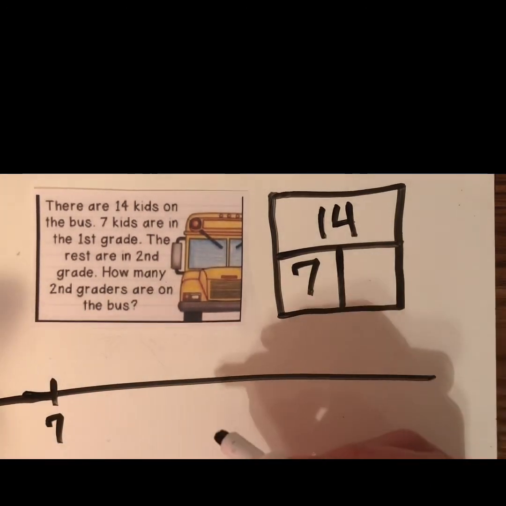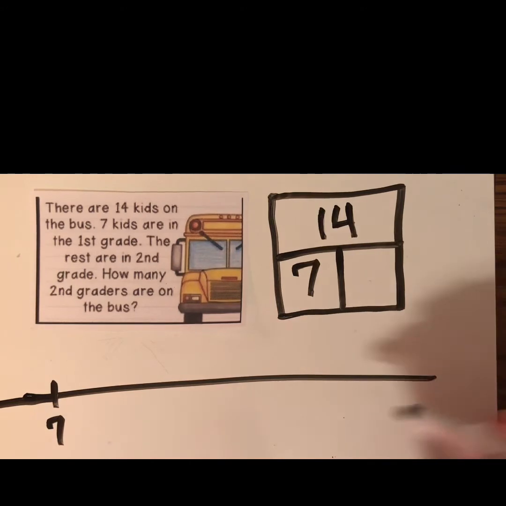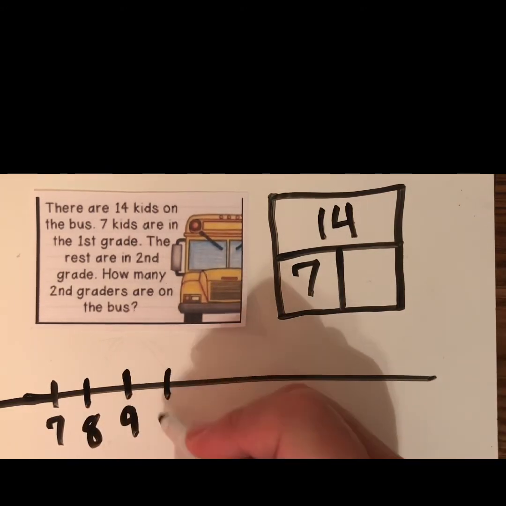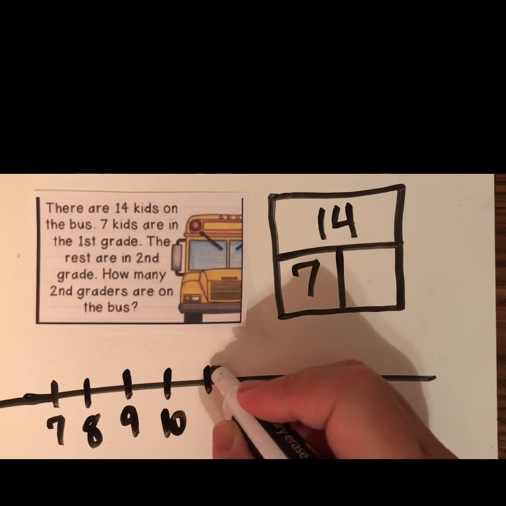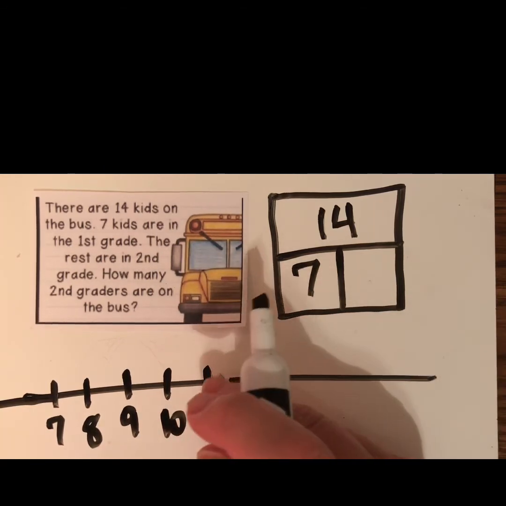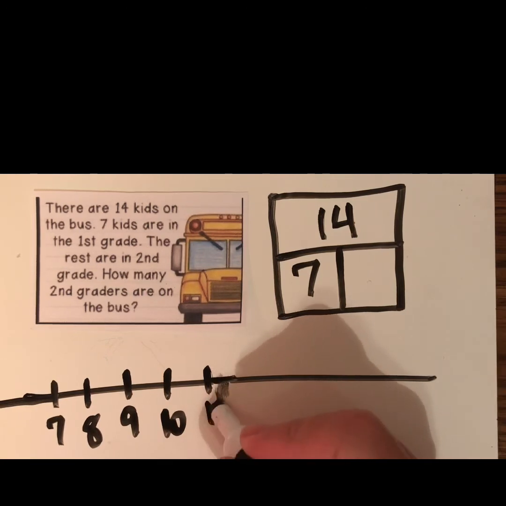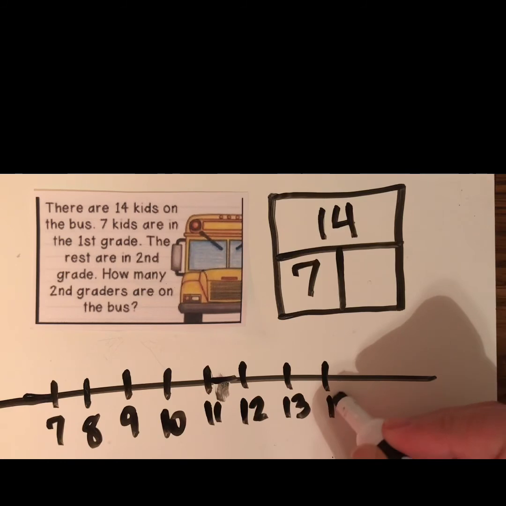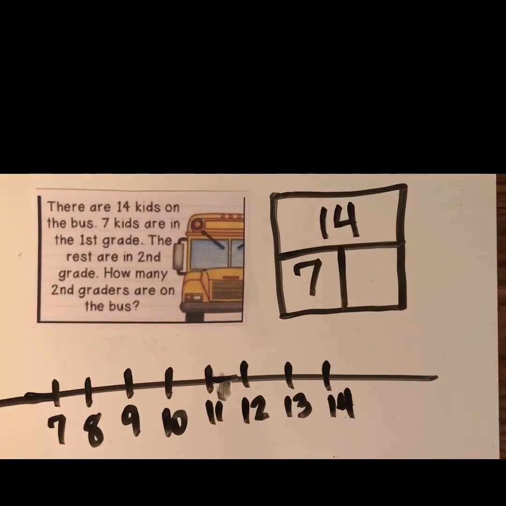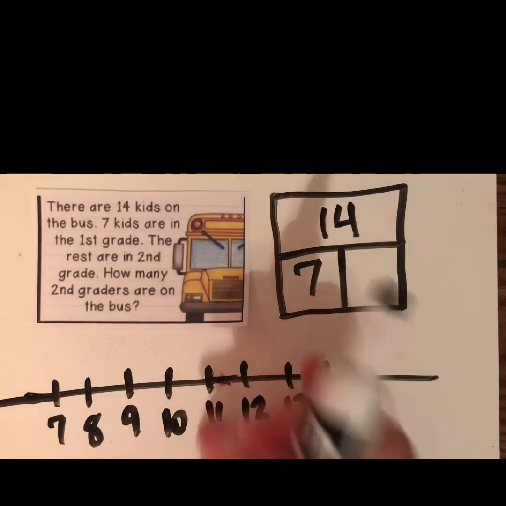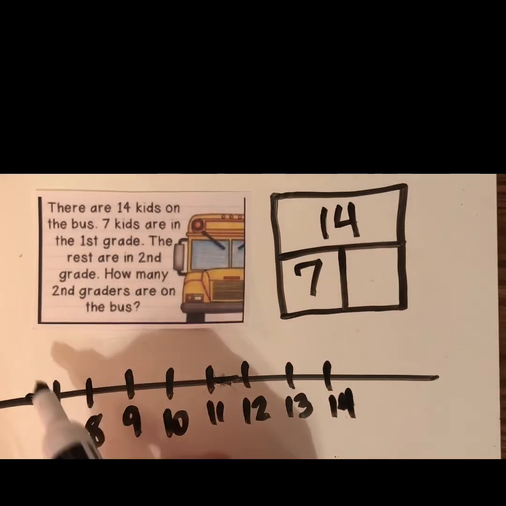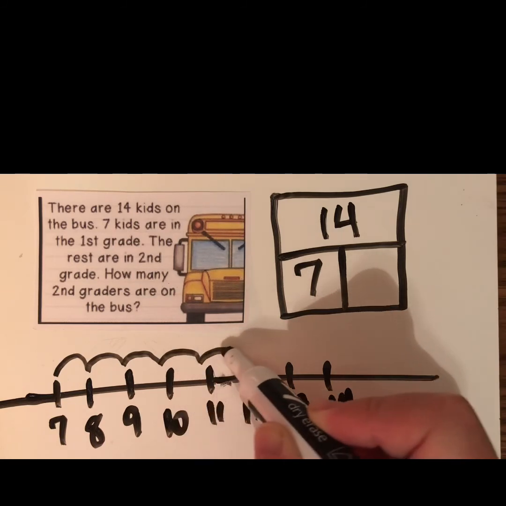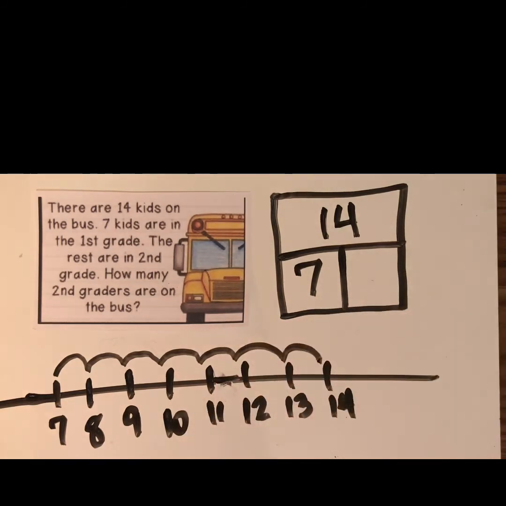But I want to get up to the total of 14. So let's see. Remember, this is a strategy that you can use. I could use a ruler. I could use my fingers. I could use my toes. There I am up to 14. So what I need to know, how many are second graders? Let's see. 1, 2, 3, 4, 5, 6, 7.